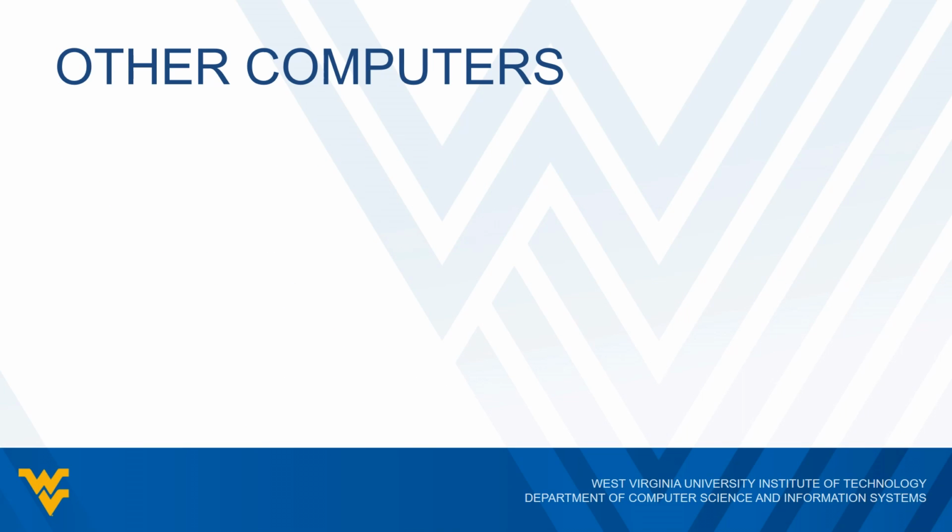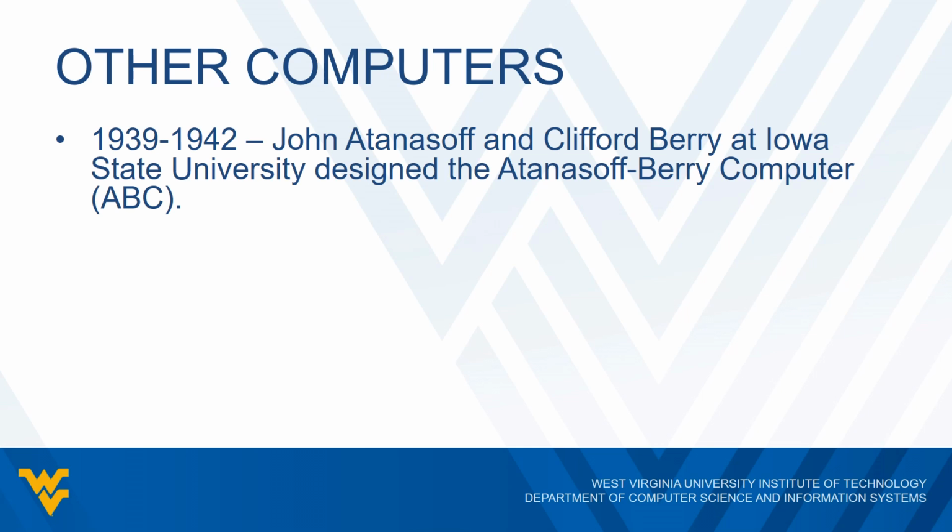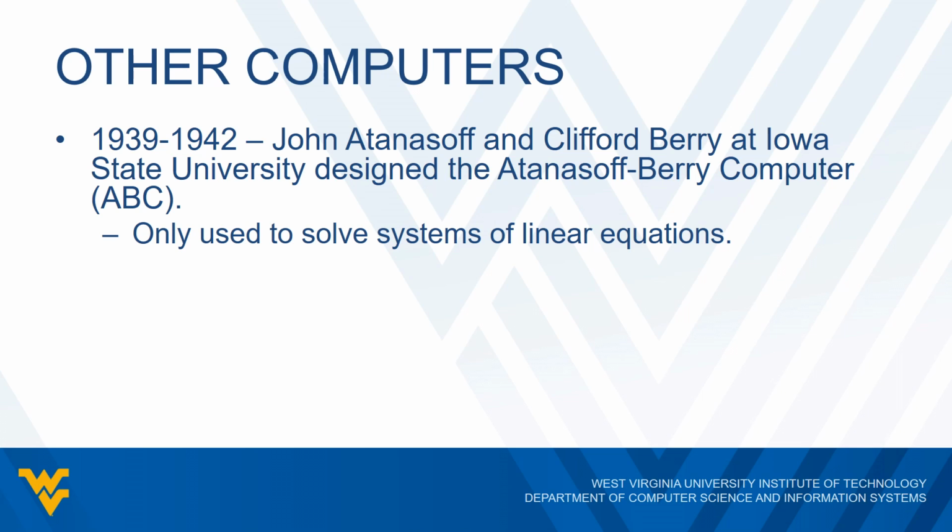While the Mark I and ENIAC were two very well-known examples of early computers, they definitely weren't the only ones being designed during this time period. Between 1939 and 1942, John Atanasoff and Clifford Berry were designing their own computer at Iowa State University. This was called the Atanasoff-Berry Computer, or the ABC. Now this computer was only used to solve systems of linear equations. It wasn't really used for much else beyond that, but it was one of the first ones that handled linear equations.